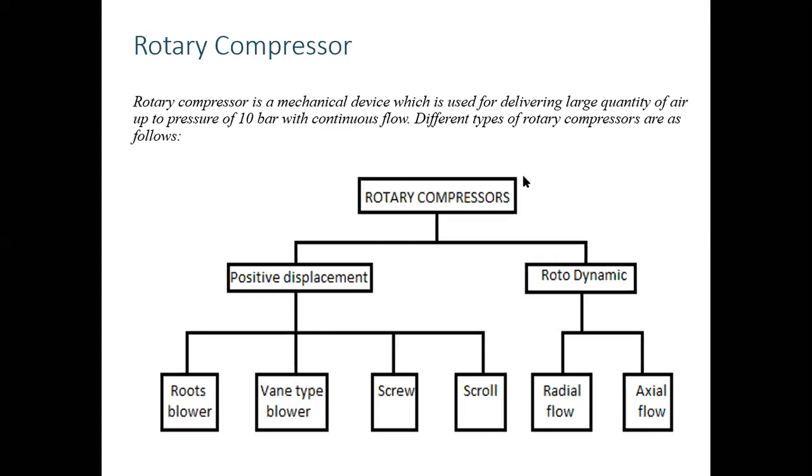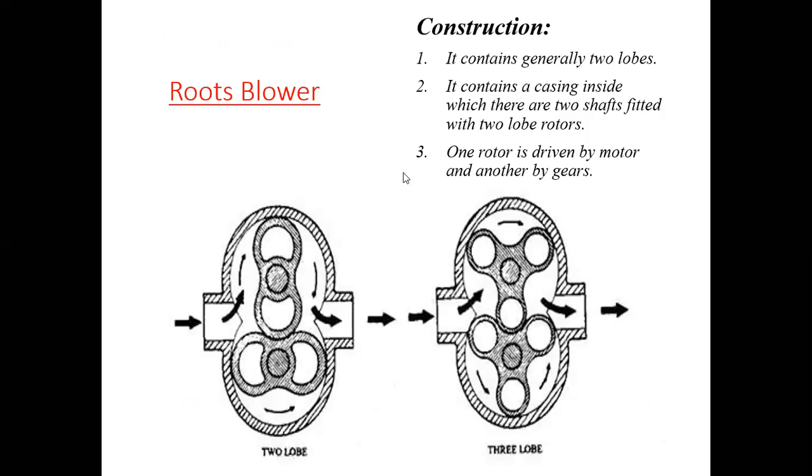Rotary compressors can be classified into positive displacement compressors as well as rotodynamic compressors. The positive displacement compressors are these four compressors, and the rotodynamic compressors are the radial flow compressor and the axial flow compressor. These are the compressors which we study in the subject turbo machines. In today's lecture we have to study only the positive displacement compressor. So we'll start with the first type of compressor, that is the Roots blower compressor.